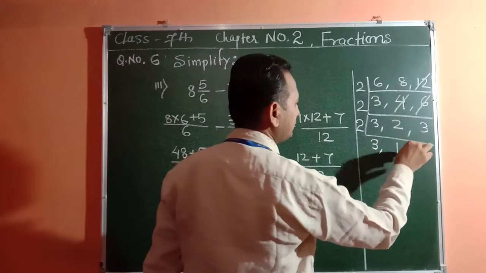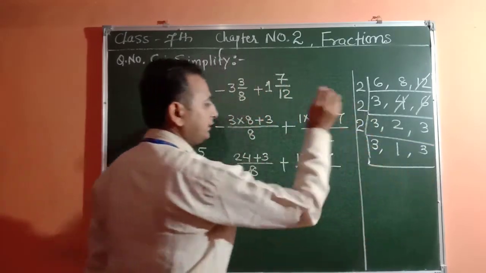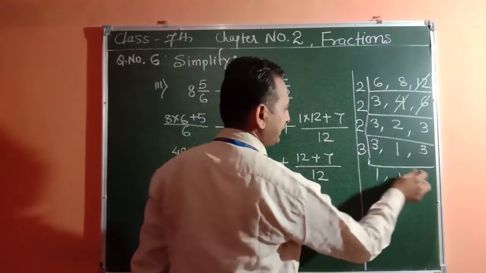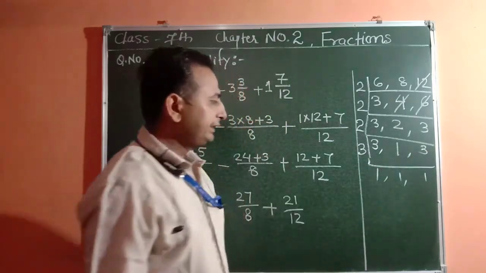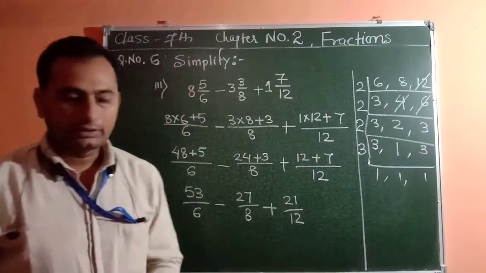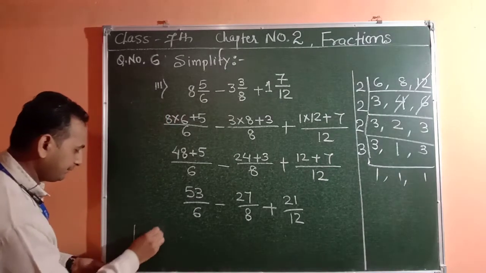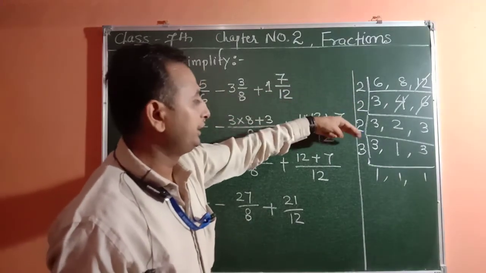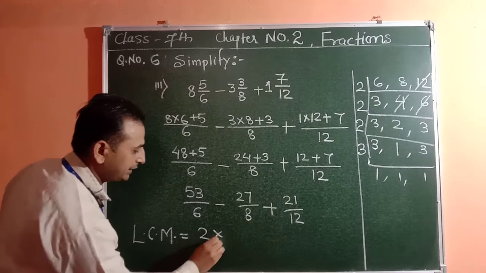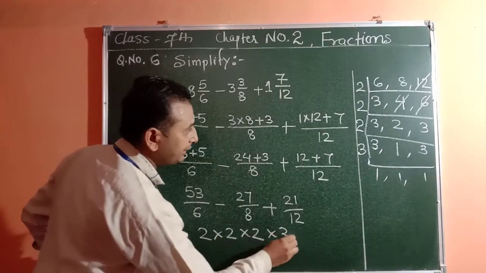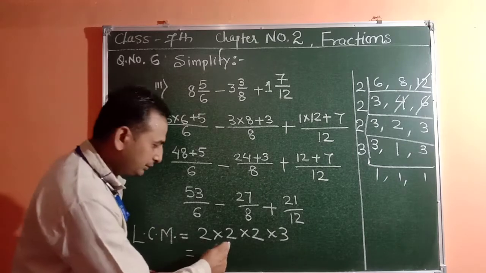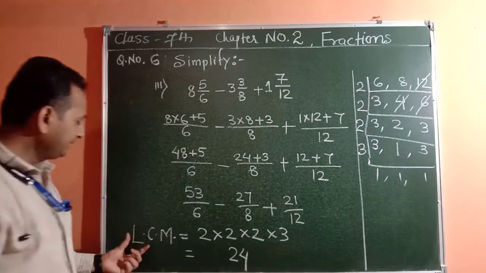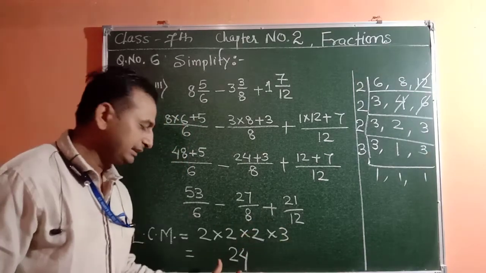Now again multiples of 2, so we use 2 and 3 as it is. 2 ones are 2, 3 as it is. Now we use 3, 3 ones are 3, 1 as it is. 3 ones are 3. 1, 1, 1 is there, which means the process is over. Finally our LCM, lowest common multiple, is 2 into 2 into 2 into 3, which means 3 times 2 and 1 time 3. 2 twos are 4, 4 twos are 8, 8 threes are 24. Finally we get the LCM of these three denominators as 24.